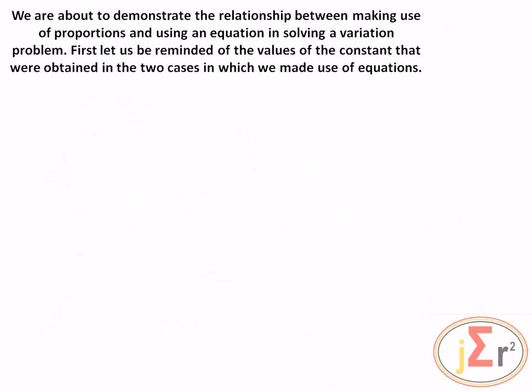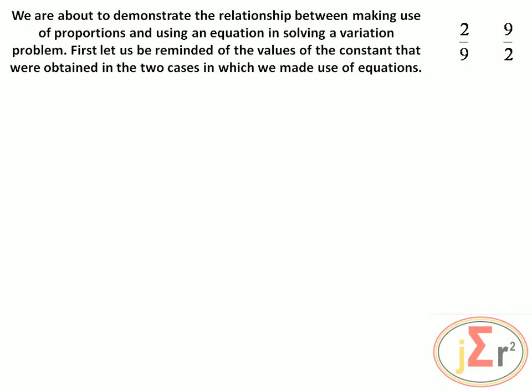We are about to demonstrate the relationship between making use of proportions and using an equation in solving a variation problem. First, let us be reminded of the values of the constant that were obtained in the two cases in which we made use of equations. So do not forget that we had two values for the constant. One was 2 over 9 and the other one was its reciprocal, 9 over 2.